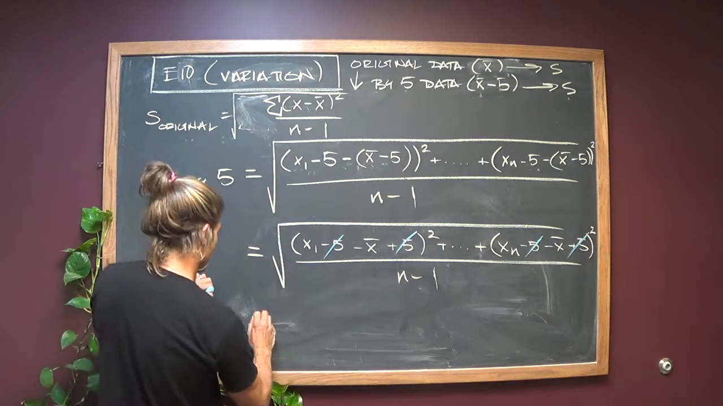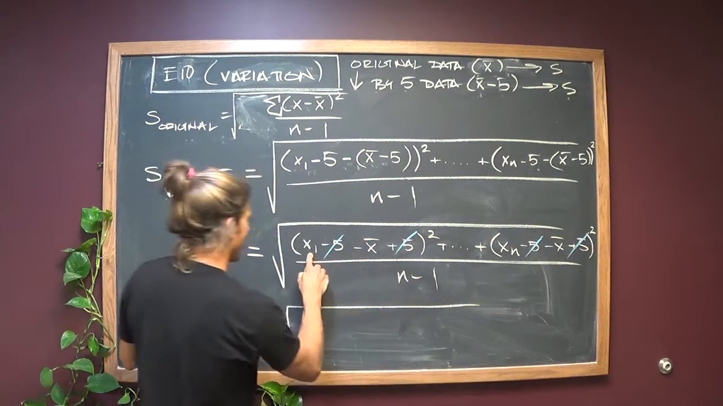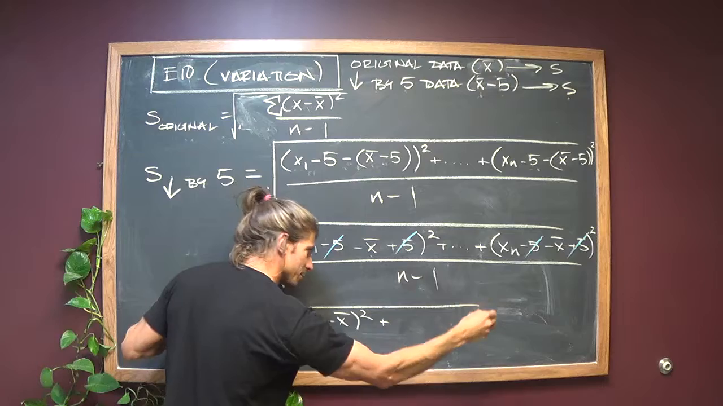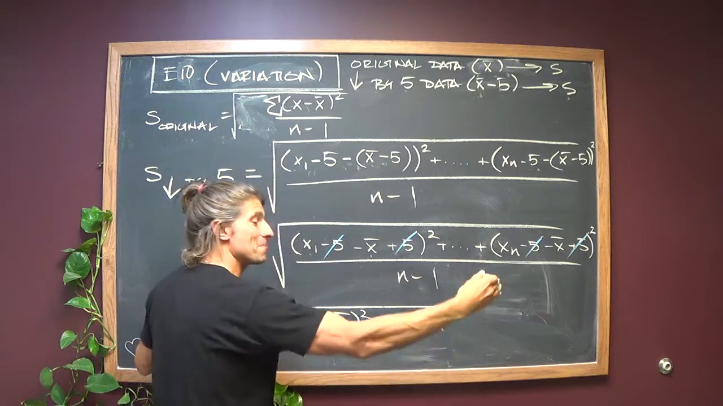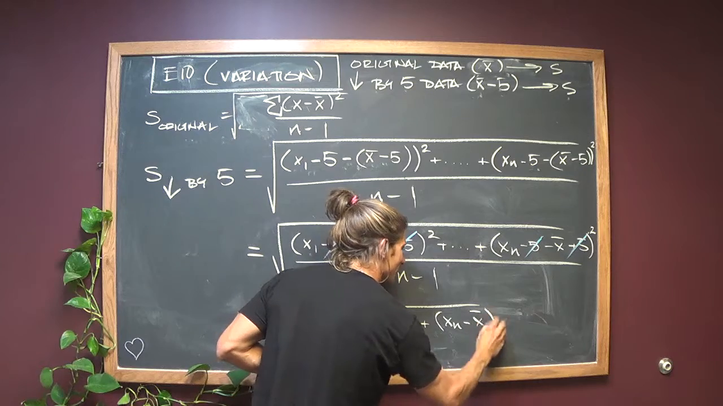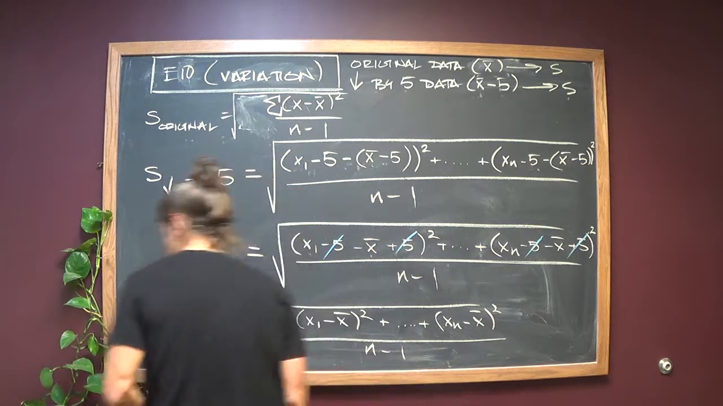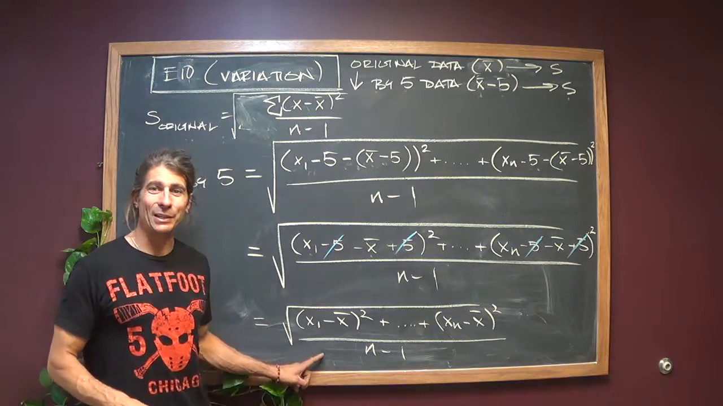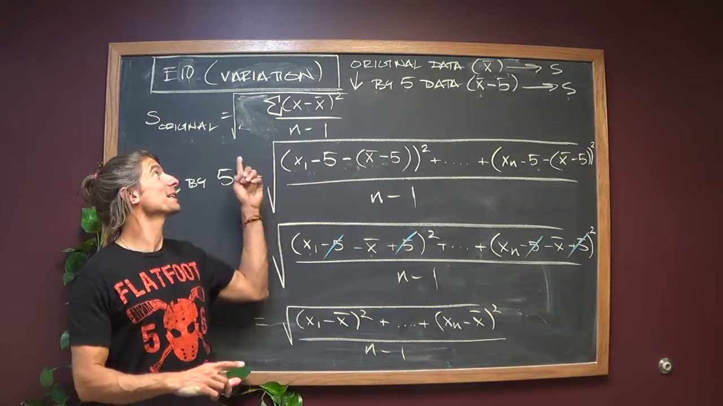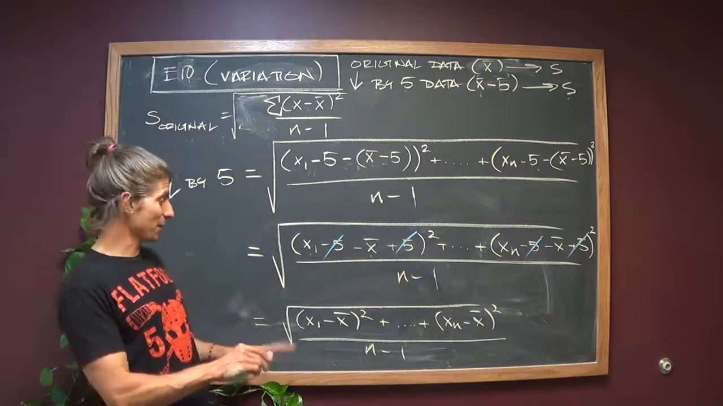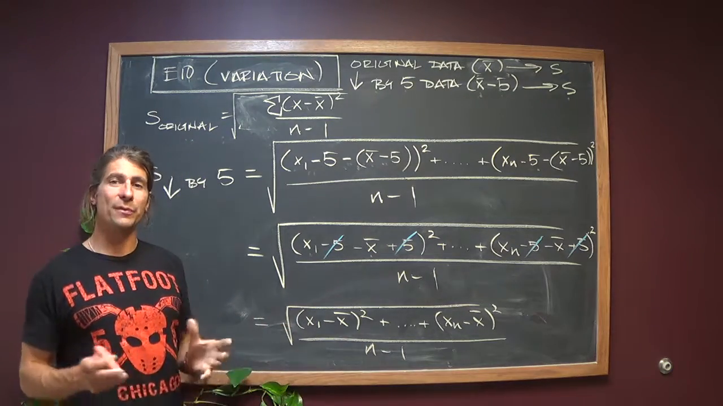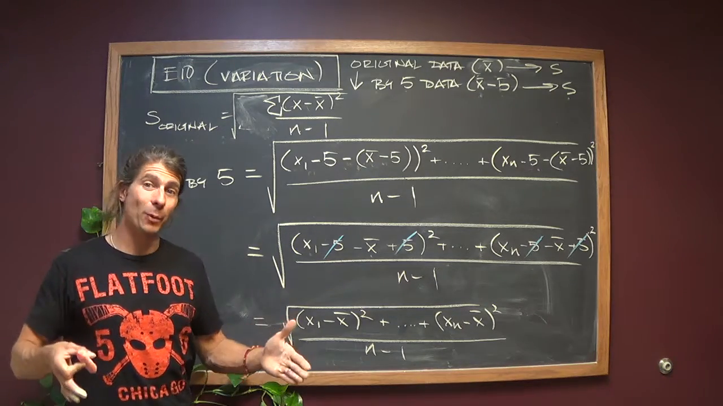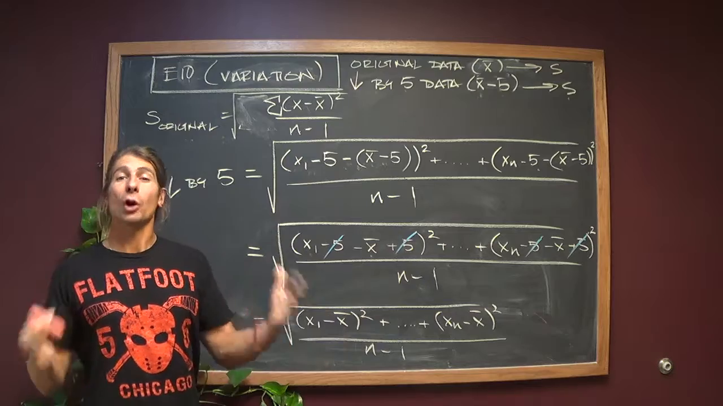And at the end of the day, what that means is you're going to have x sub 1 minus x bar squared plus x sub 2 minus x bar squared plus x sub 3 minus x bar squared, and so on up to x sub n minus x bar squared, all over n minus 1. And then you get a little bit happy because you realize that what you're looking at down here is simply the sample standard deviation that you had up here originally. Notice how the 5s are gone. Every shift of 5 has completely undone itself, because the shift of 5 in each data point is undone by the fact that the average was also shifted by 5.